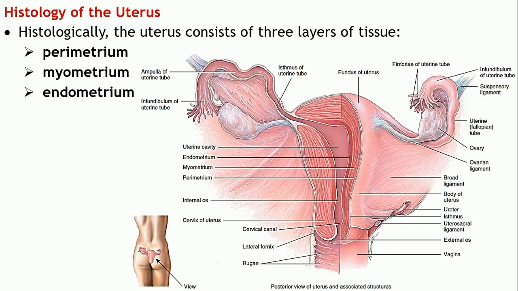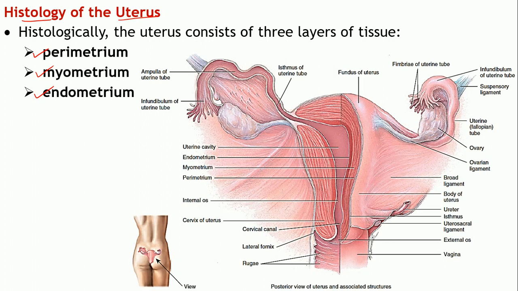So this has to do with the anatomy. Now coming to the histology of the uterus. Histologically, if you can see, it discloses the 3 layers of the uterine wall. The 3 layers from outside to inside are: the outermost layer is the perimetrium, the middle layer is the myometrium, and the innermost layer is the endometrium.